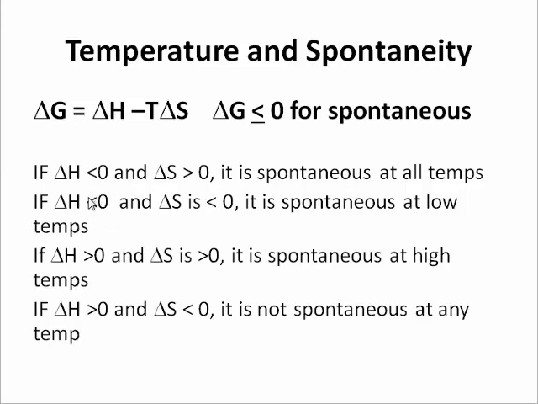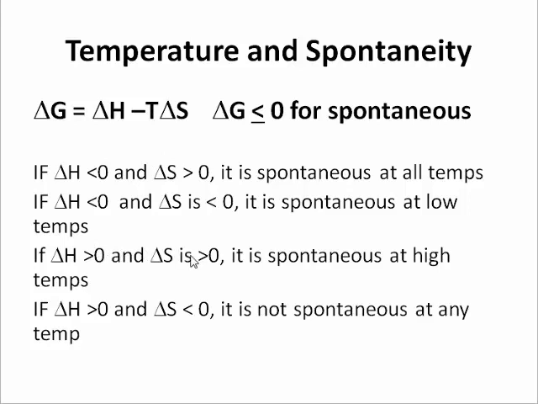If, on the other hand, it's an exothermic reaction and delta S is less than 0 or negative, entropy is going down, then it will only be spontaneous at low temps. If delta H is negative, that can be offset by the positive delta S if T is large enough. So T must be small enough so that delta G remains negative.